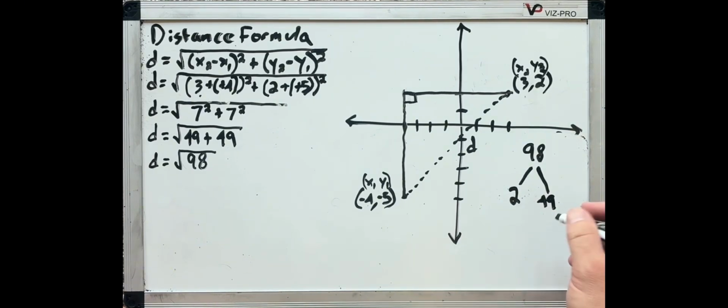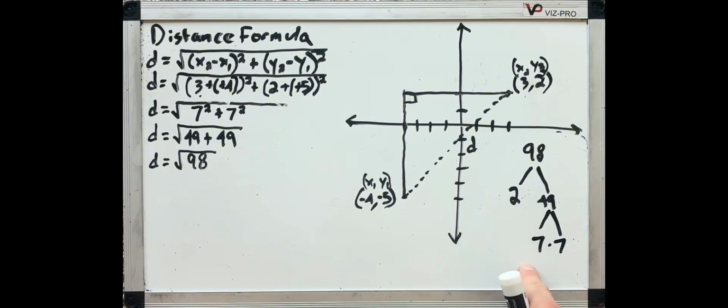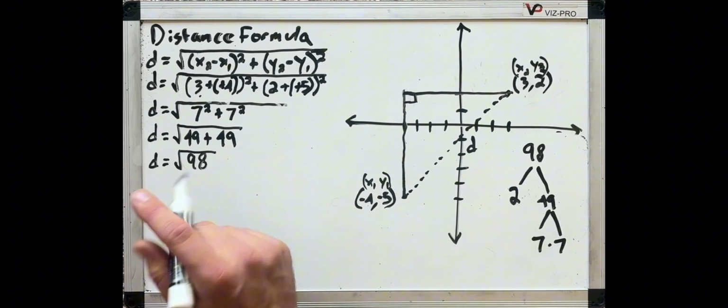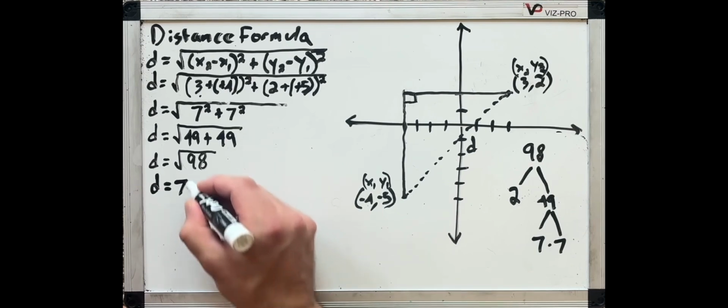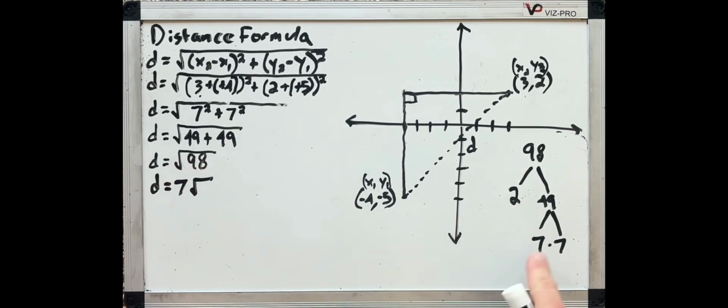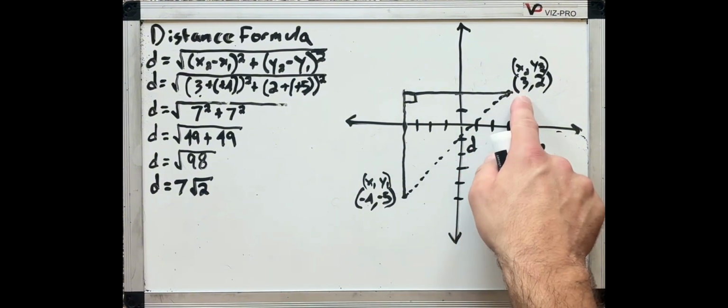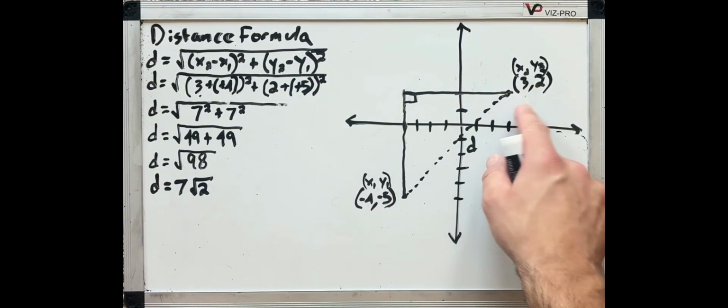Now, 49 you can break down. That's 7 times 7. So now we have prime factors. Once you've broken it down into its prime factors, you can look at all the doubles. We have 2 7s, and we can take those out of the square root. So we have distance equals 7 times the square root of what remains. Well, after you take these out, you have 2. 7 root 2.